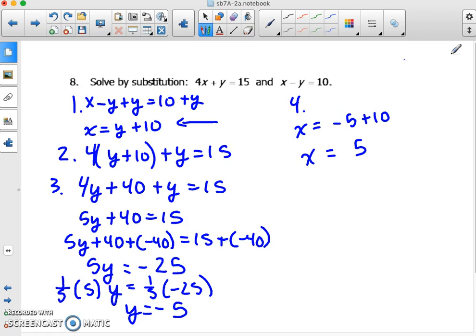All right. So then, the last step, write the ordered pairs. So in the solution set, I'm going to have 5, comma, negative 5.